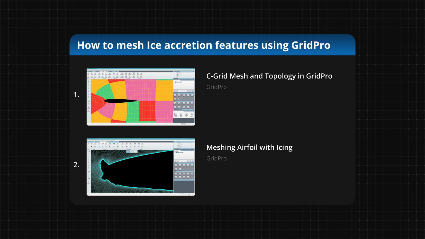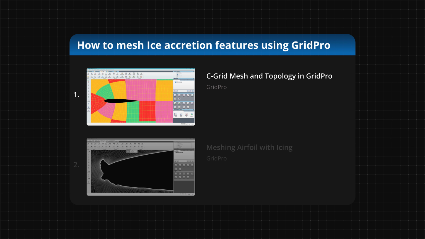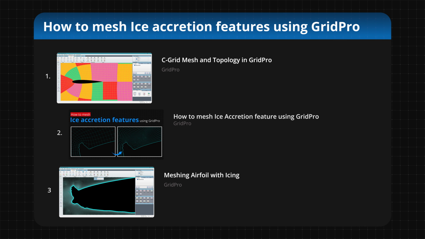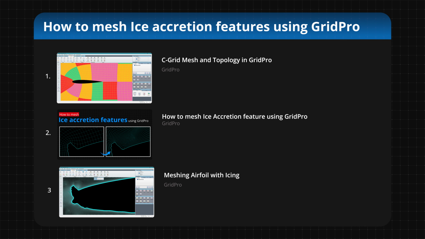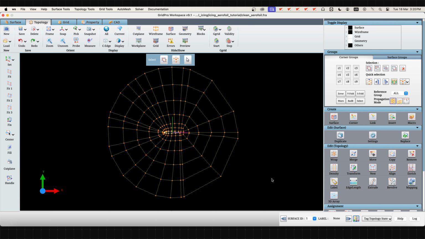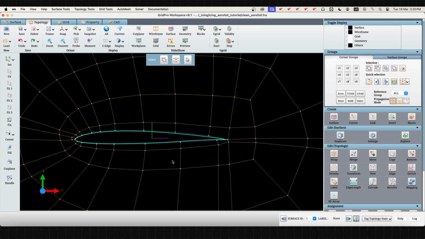If you haven't watched these videos yet, check the description for the links and start with the first video for better understanding. Today's video acts as a bridge between our first tutorial on topology generation and the second one on using nesting to capture icing features. We begin with a C-grid topology for the clean airfoil. Find link for the video in description.